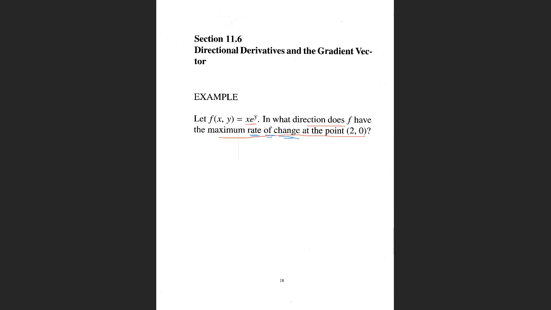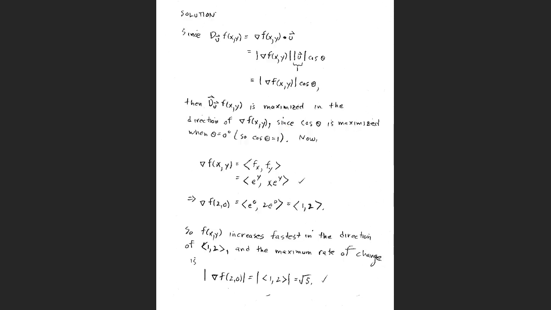Okay, in what direction? In what direction? If at 2, 0, okay, and really, yeah, okay, so that's fine. Well, let's take a look at how to solve this.